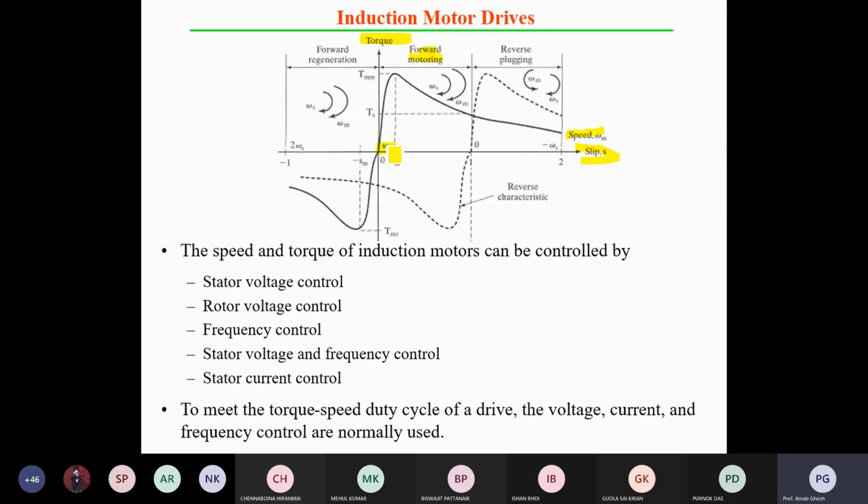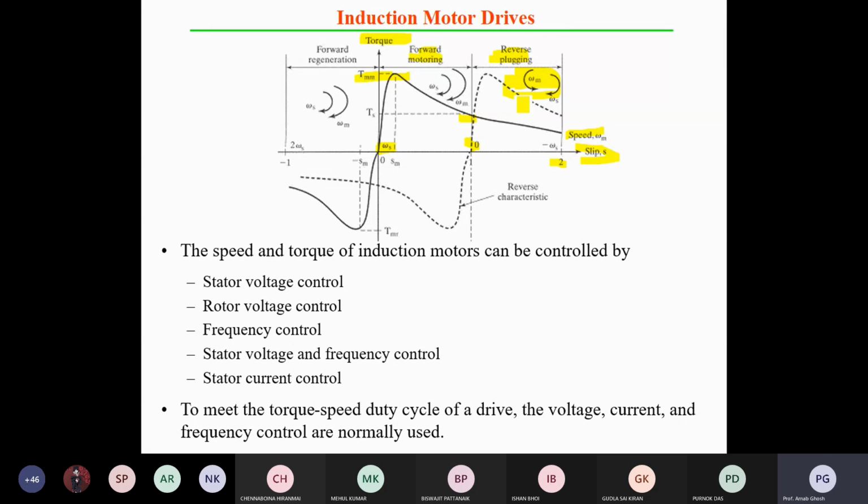If you change that value, you get forward motoring, then reverse plugging. Plugging means again it is in the four quadrants, so that portion is shifted to here. The configuration is as per the drives portion you have already covered. The relation between s and minus 2, that multiplication was there. You can recall that relation and understand it, I think.